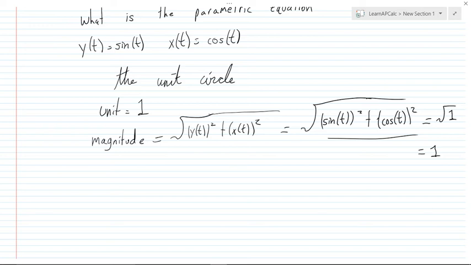This won't directly be on the AP test, but you should definitely understand it. That is, unless you're in AB calculus, in which case parametrics aren't on the AB test. But for BC, you should definitely understand this. So good question.